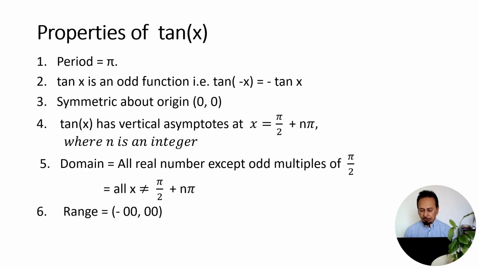Properties of the tangent function. The period of the tangent function is pi. The tangent function is an odd function, that is, tangent of minus x is minus tangent x. The tangent function is symmetric about the origin. Tangent x has a vertical asymptote at x equals pi over 2 plus n pi, where n is an integer.